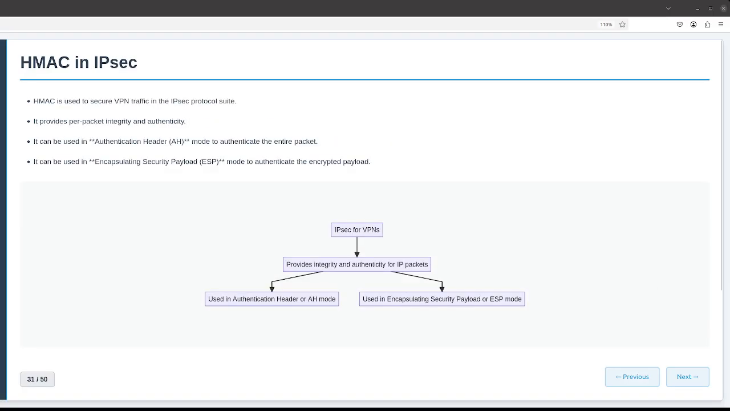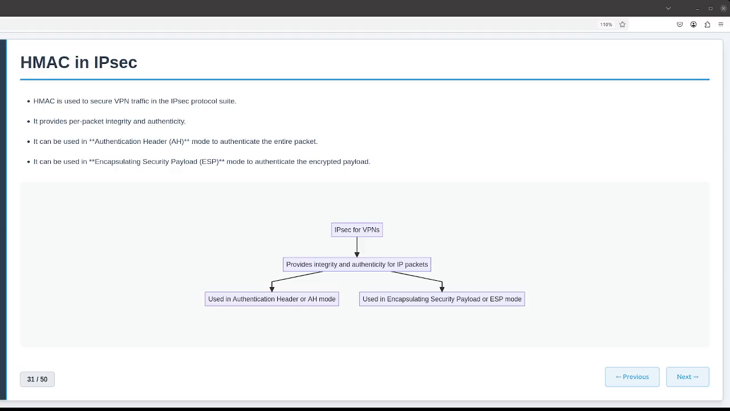HMAC in IPsec. Another major use case for HMAC is in the IPsec protocol suite, which is used to create secure virtual private networks, VPNs. IPsec can operate in two modes, and HMAC is used in both to provide integrity and authenticity for IP packets.